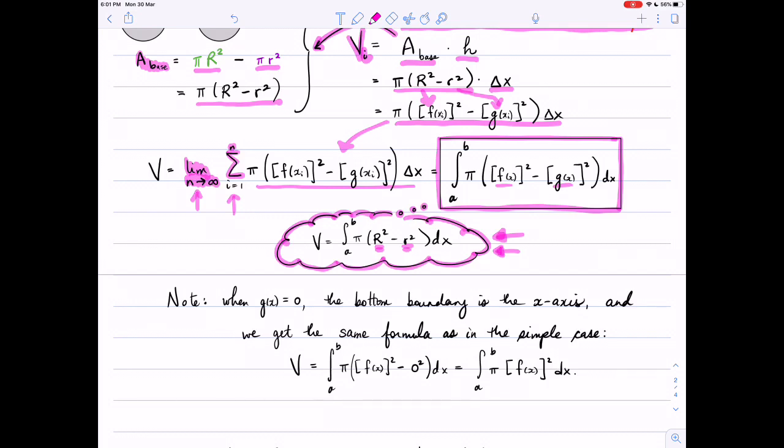I just want to point out one last little thing here as well. If g of x, the bottom curve, was 0, then the bottom curve would be the x-axis. And what would happen if g of x was 0? Well, then you'd end up getting f of x squared minus 0, and you'd have exactly the same formula as we did in the simpler case. So this is really just a more general version of the formula that we had before.